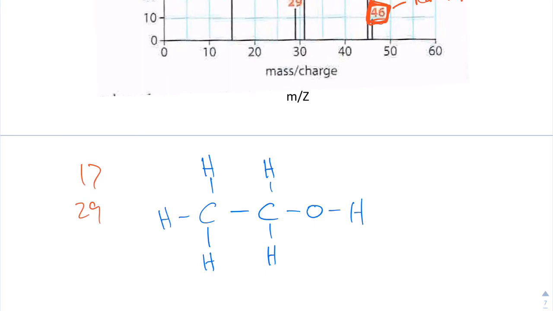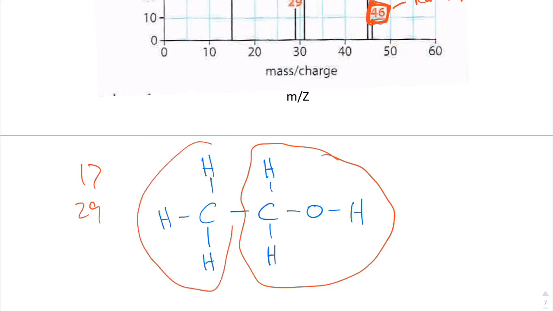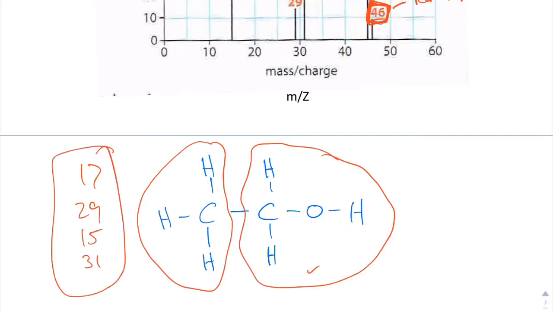Let's see. Maybe we can go this way, right? So we've got this side here. So that'd be 12, 13, 14, 15. Or this side over here, we would have, what does this add up to be? So 16, 17, 18, 19, and 12 is 31. So these are some possible peaks that I would have if it was an alcohol.